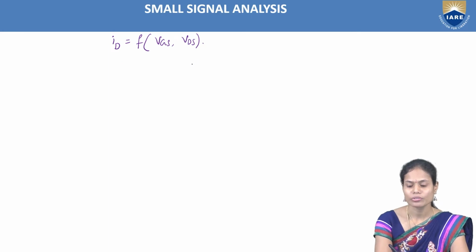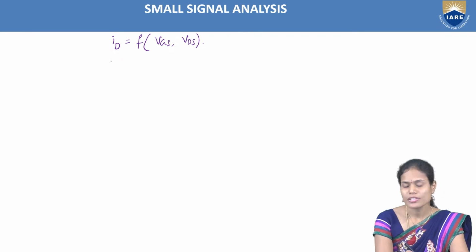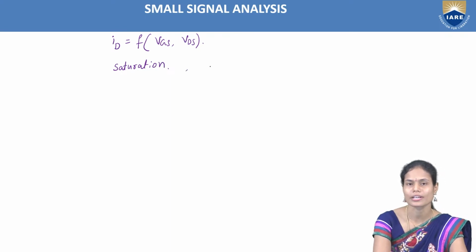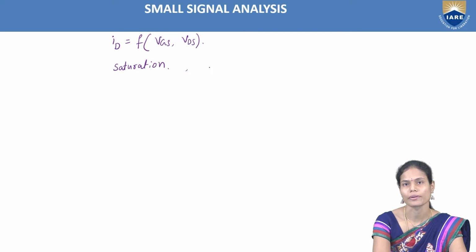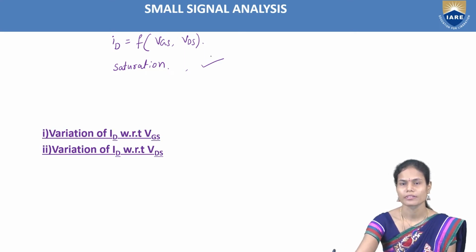But before going to that, in order to make the small signal model or small signal analysis of the MOSFET, we always need to operate the MOSFET in the saturation region. That is nothing but we will get maximum constant current in this particular region of operation. So that's why we have to operate the transistor in the saturation region in order to do the small signal analysis.